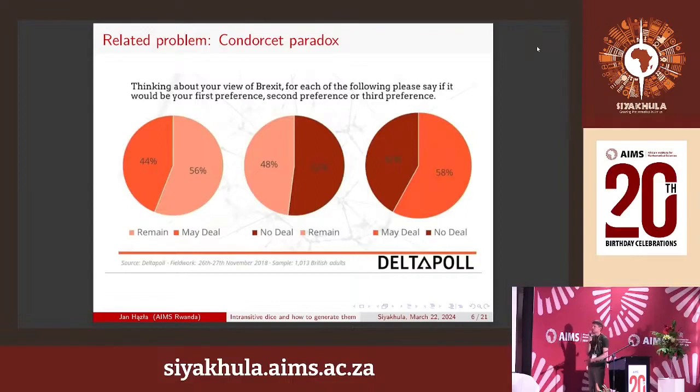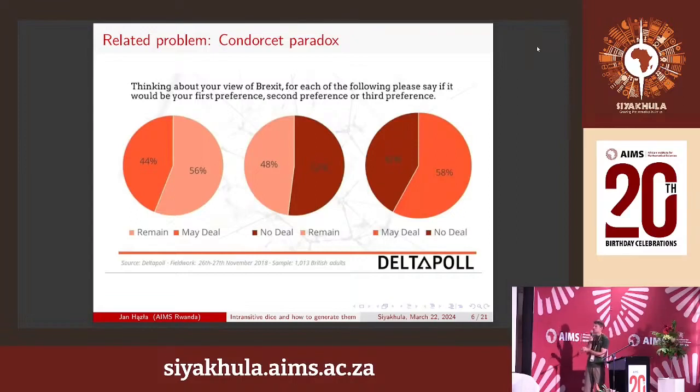When they polled people, it turns out that when you poll remain versus the deal, 56% prefer remain. If you poll no deal versus remain, 52% prefer no deal. And if you poll the deal versus no deal, then 58% prefer a deal. So there are 3 alternatives, but every time the majority of people prefer one to the other in a cycle. There is no logical best choice in the situation.